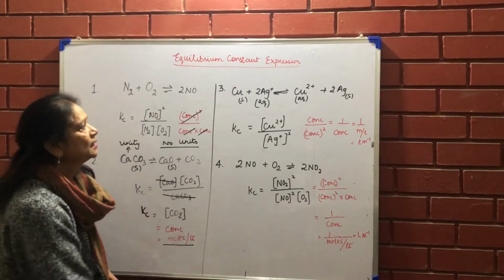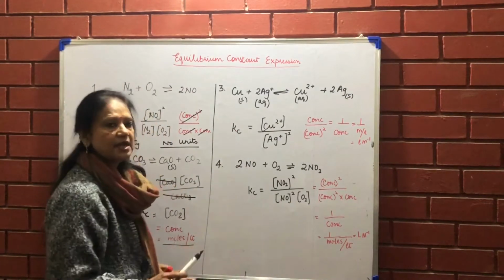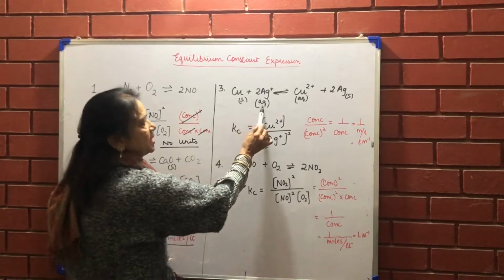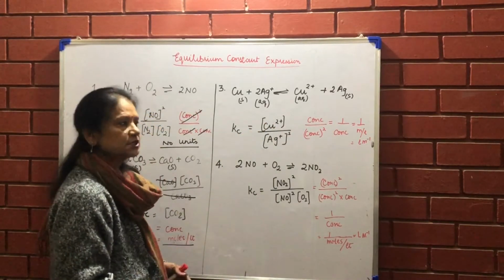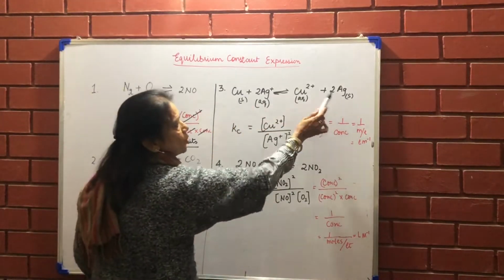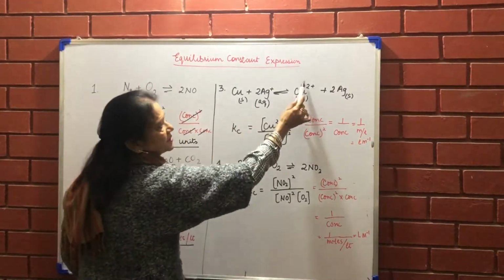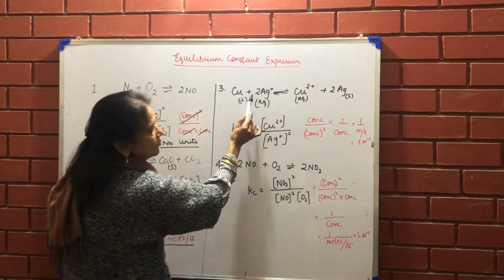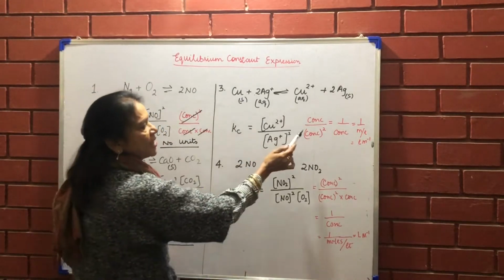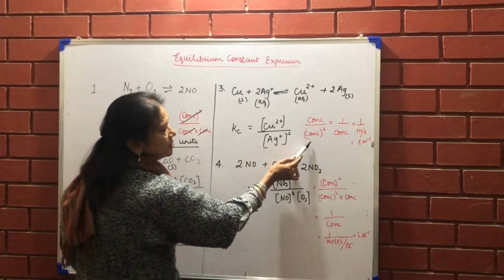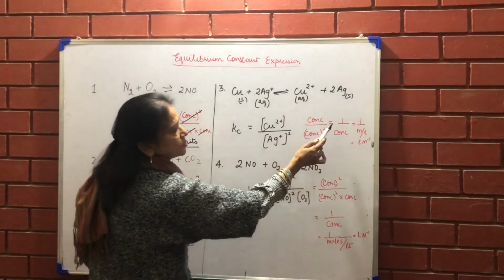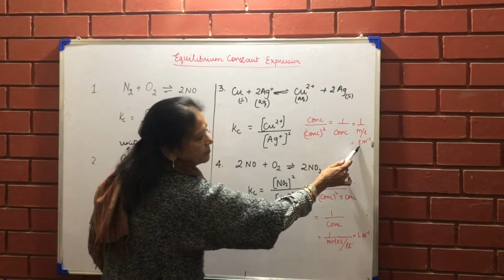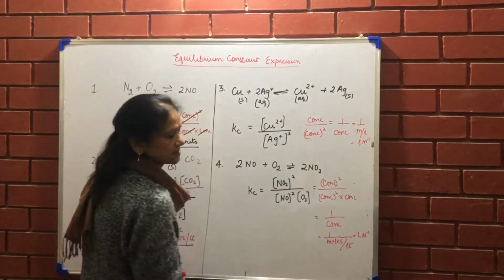Third situation. In any reaction when there are ions given, the ions are always in aqueous solution, so (aq) is written below them. You will consider the ions, but you will not consider the solid part. So that means the Kc value depends on Cu2+ ion upon Ag+ ion square of that. So I have written square here. If I am finding the unit, this is concentration upon concentration square. So it becomes 1 upon concentration, 1 upon moles per liter, that can be written as liter moles inverse.